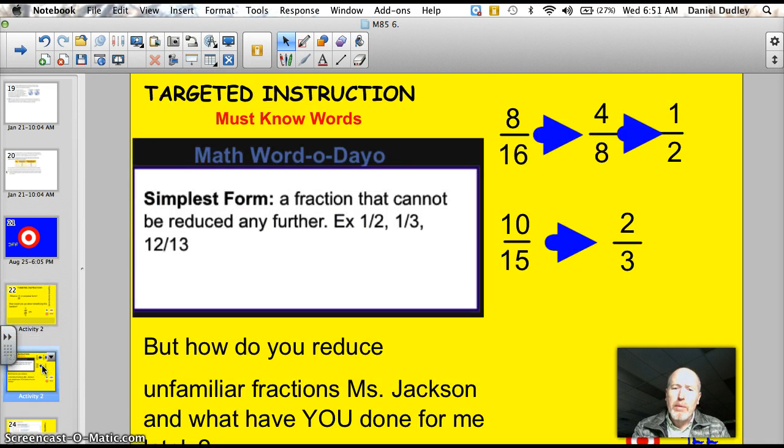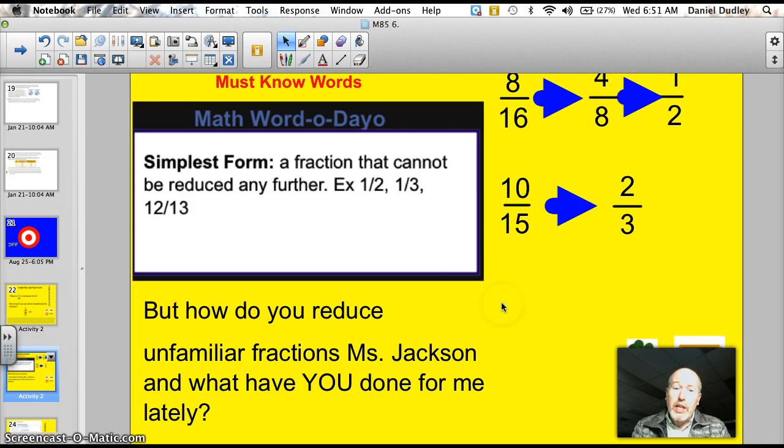Let's take a look at some vocabulary for the day. First of all, simplest form. Simplest form is simply a fraction that cannot be reduced any further. For example, 1/2, 1/3, and 12/13.